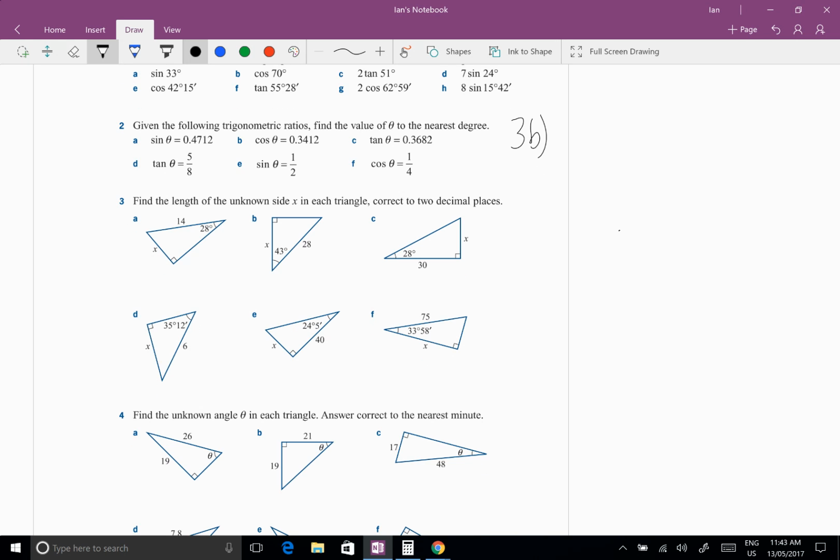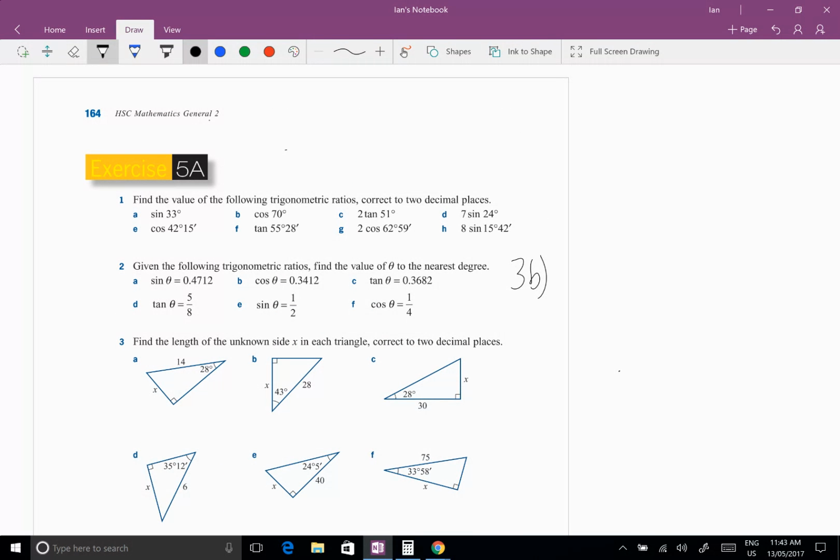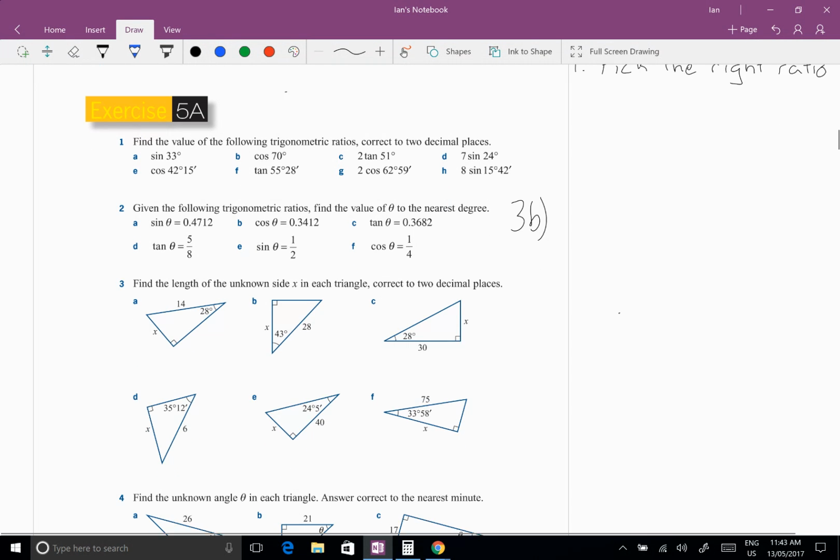Now, the first trick, I'm going to write my 3 rules up here. So to solve trig problems, the first step, you have to pick the right ratio. And you've got a choice of 3, sine, cosine, and tan.